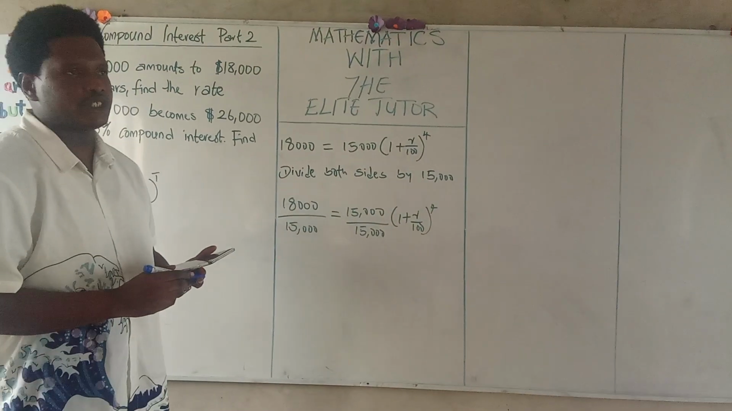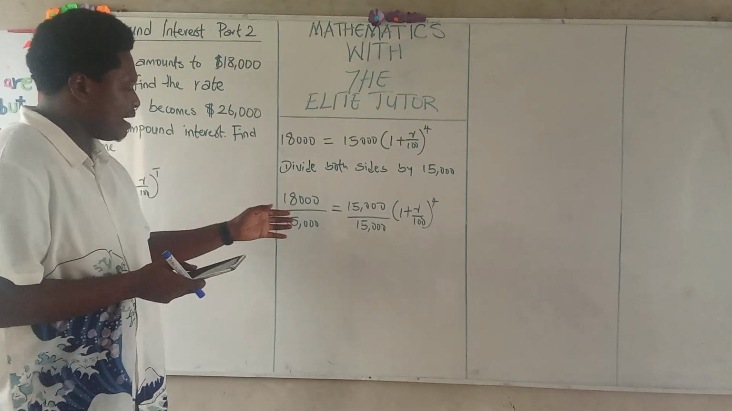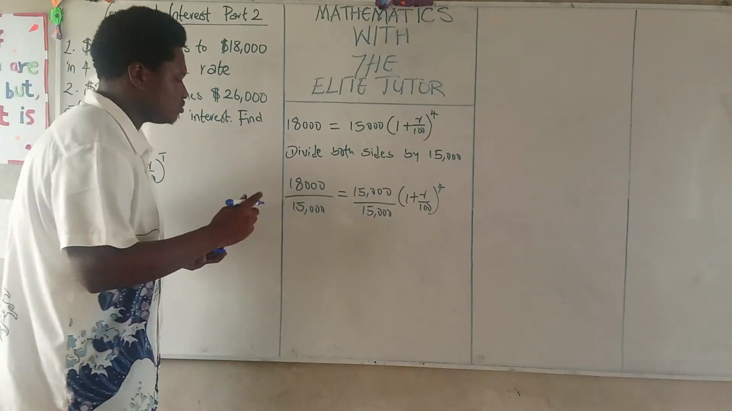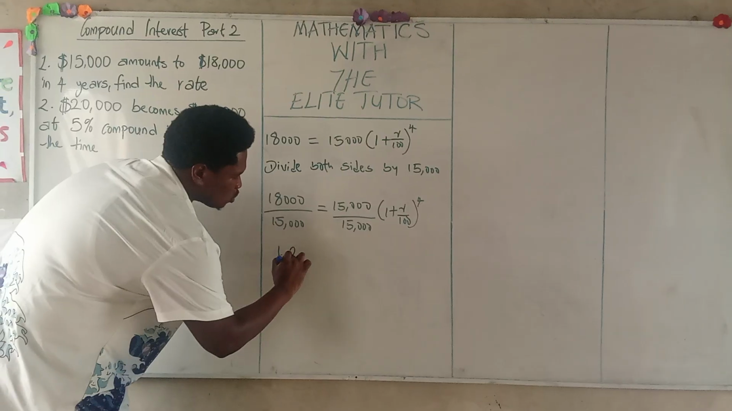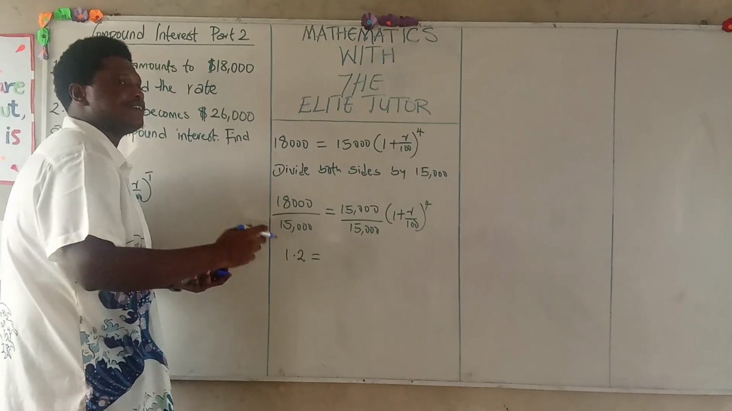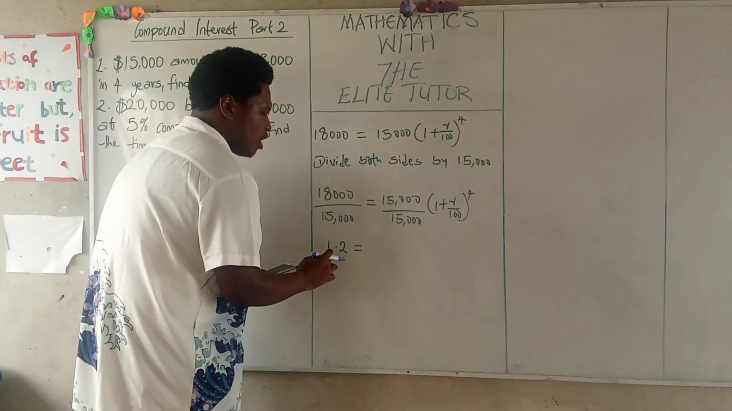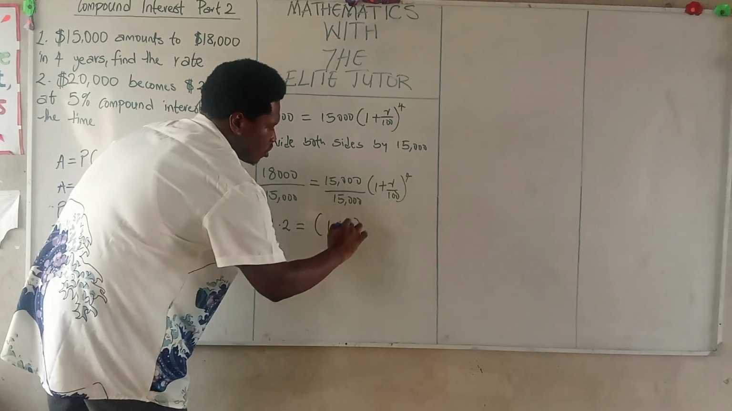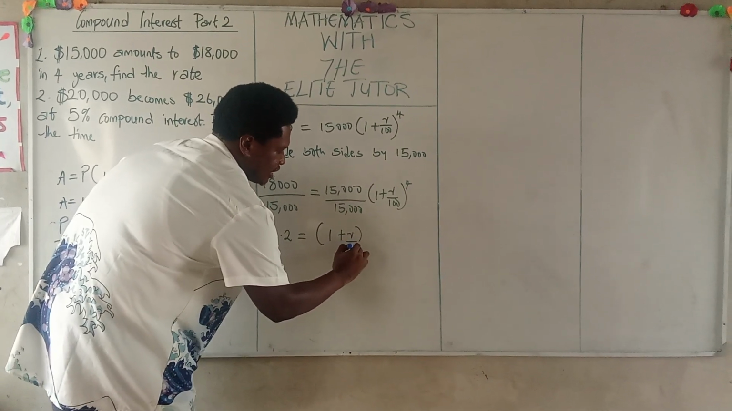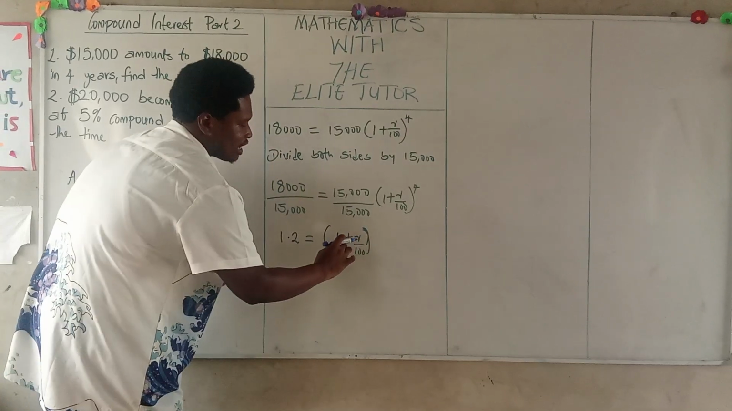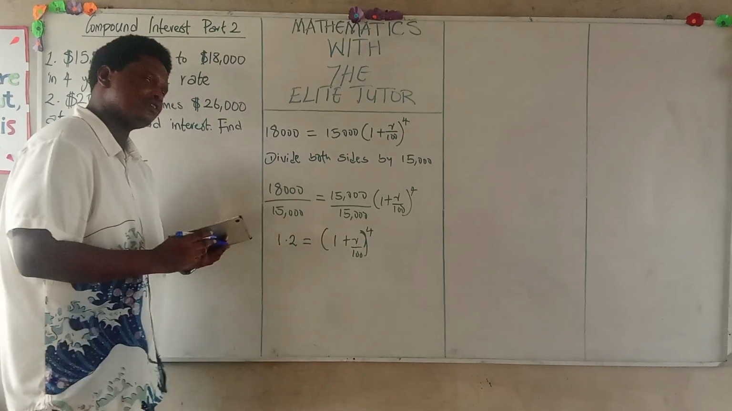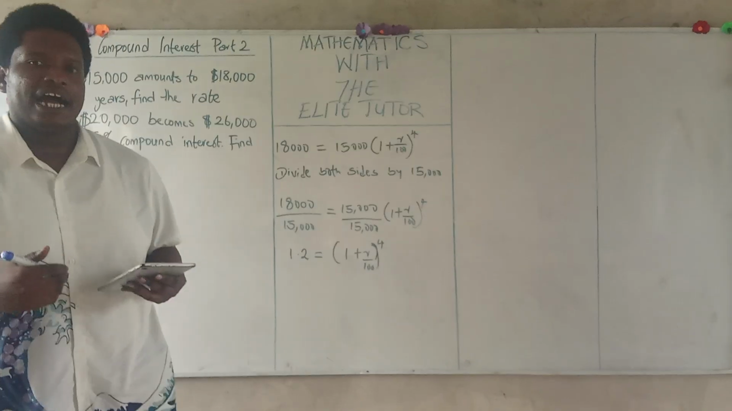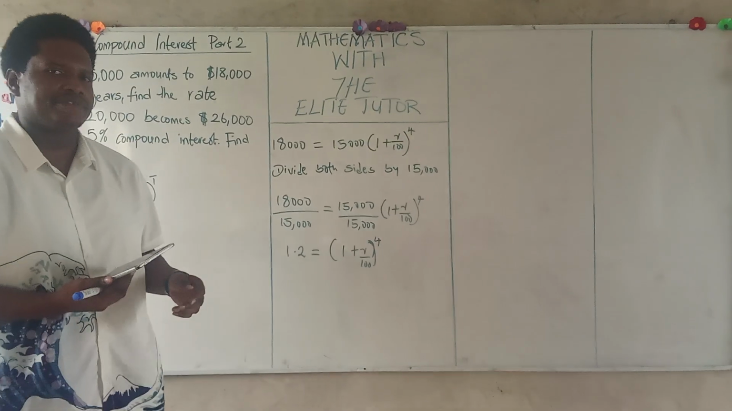So to confirm from our calculator, 18,000 divided by 15,000 would give us 1.2. So 1.2 is equal to 15,000 divided by 15,000, that's 1, so 1.2 is equal to 1 plus r over 100 raised to power 4. Don't forget, we are trying to look for r. So any number attached to r, we are going to be eliminating them one after the other.